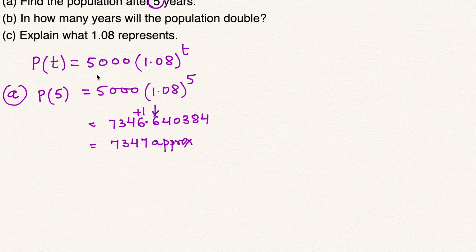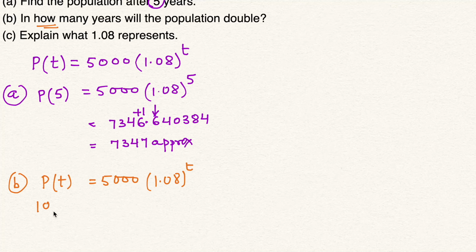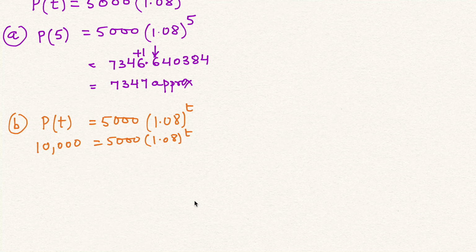In how many years? That means here t is missing. In how many years will the population double? See, 5000 is the initial population, right? And if I go step by step, I have to show every single step. Then, double of this is 10,000, which is equal to 5,000 times 1.08 raised to power t. Perfect. We have to do it like this, and then dividing by 5000 on both sides, it will be 2 is equal to 1.08 raised to power t.